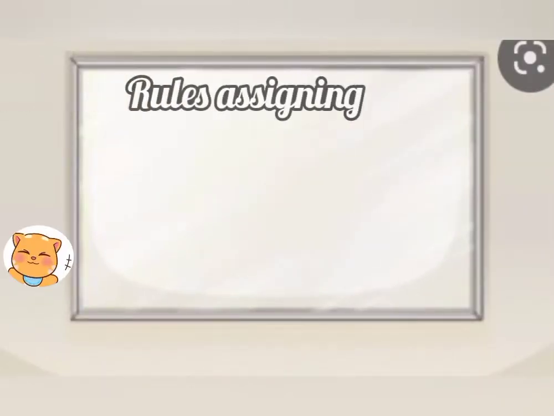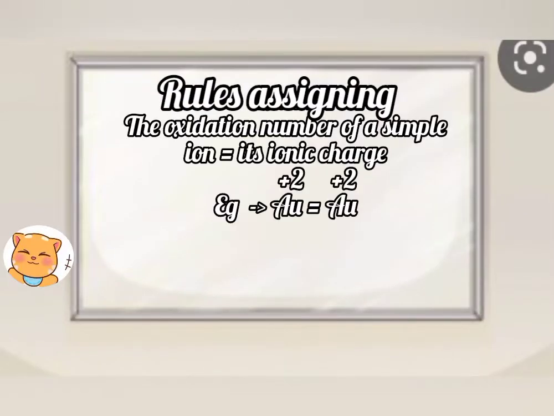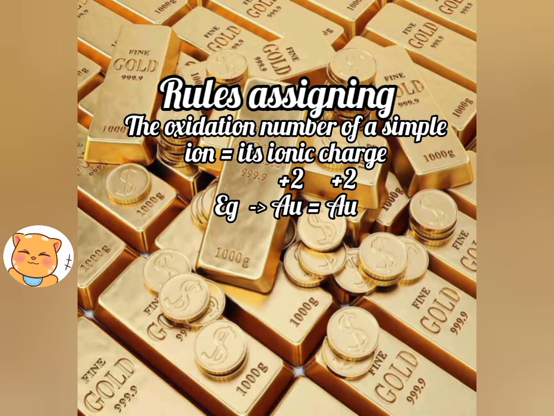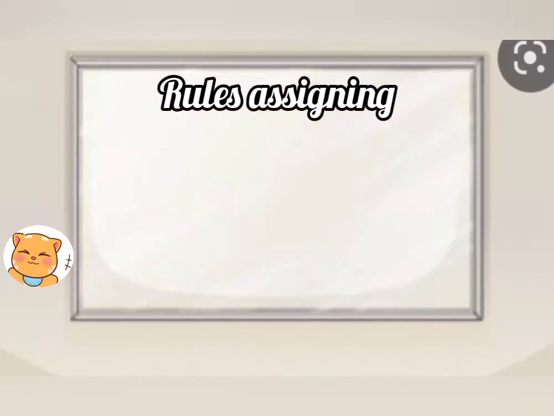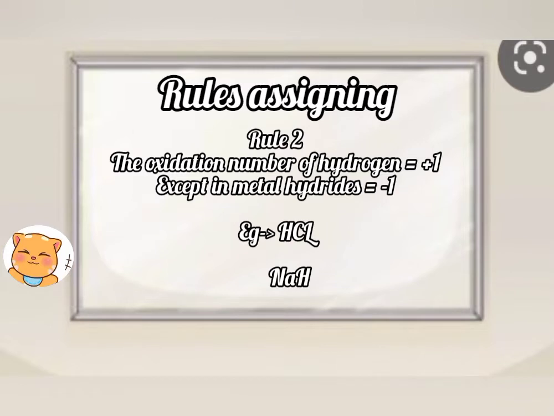Rules for assigning oxidation number. Rule number 1. The oxidation number of a simple ion is equal to its ionic charge. For instance, if you have gold with a charge of positive 2, then the oxidation number is equal to positive 2. Rule number 2. The oxidation number of hydrogen is always positive 1, except in metal hydrides where it is negative 1. Examples for these would be hydrochloric acid, where the charge would be positive 1, and sodium hydride, where the charge would be negative 1.